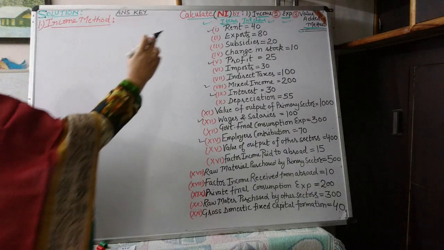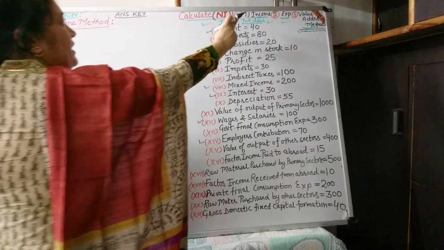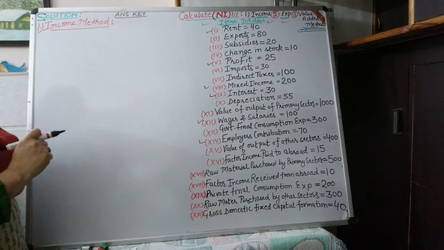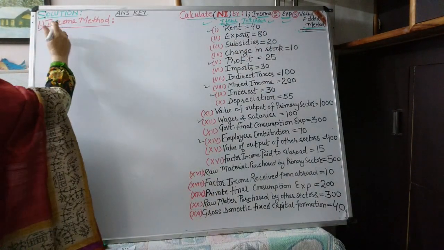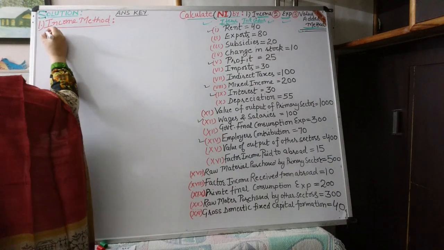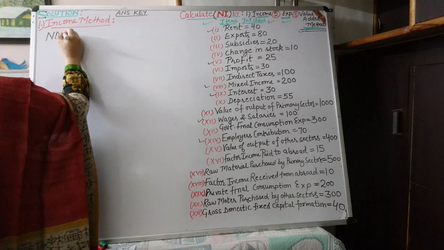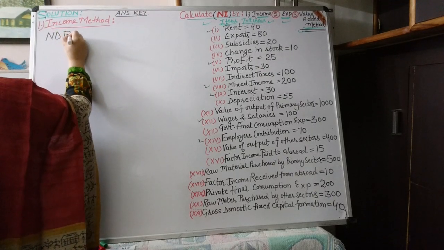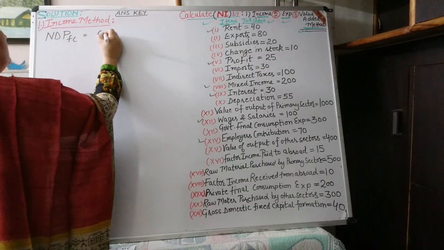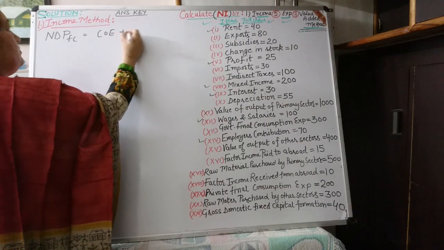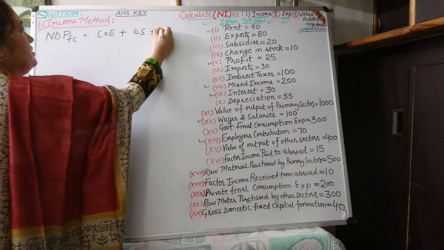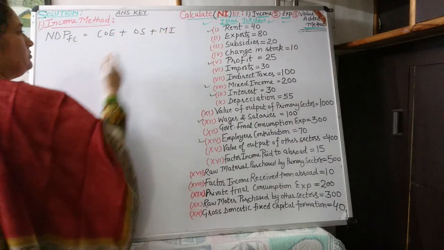In this video we have to calculate national income by income, expenditure or value added method. So let us start. Number 1, income method. The components of income method are: net domestic product at factor cost is equal to compensation of employees plus operating surplus plus mixed income.